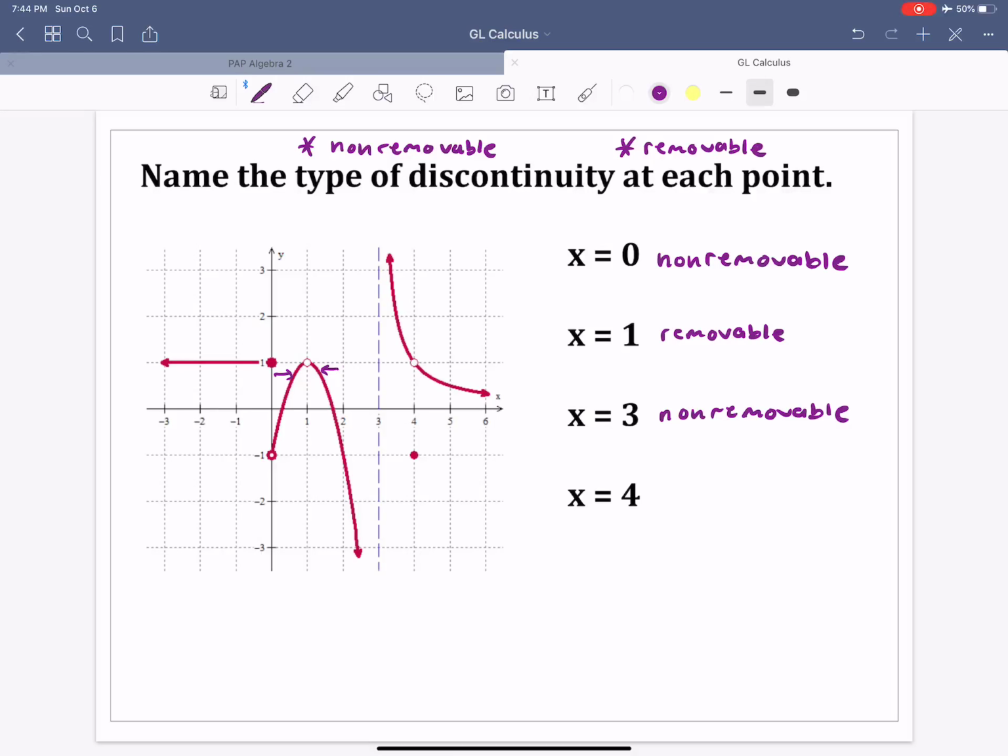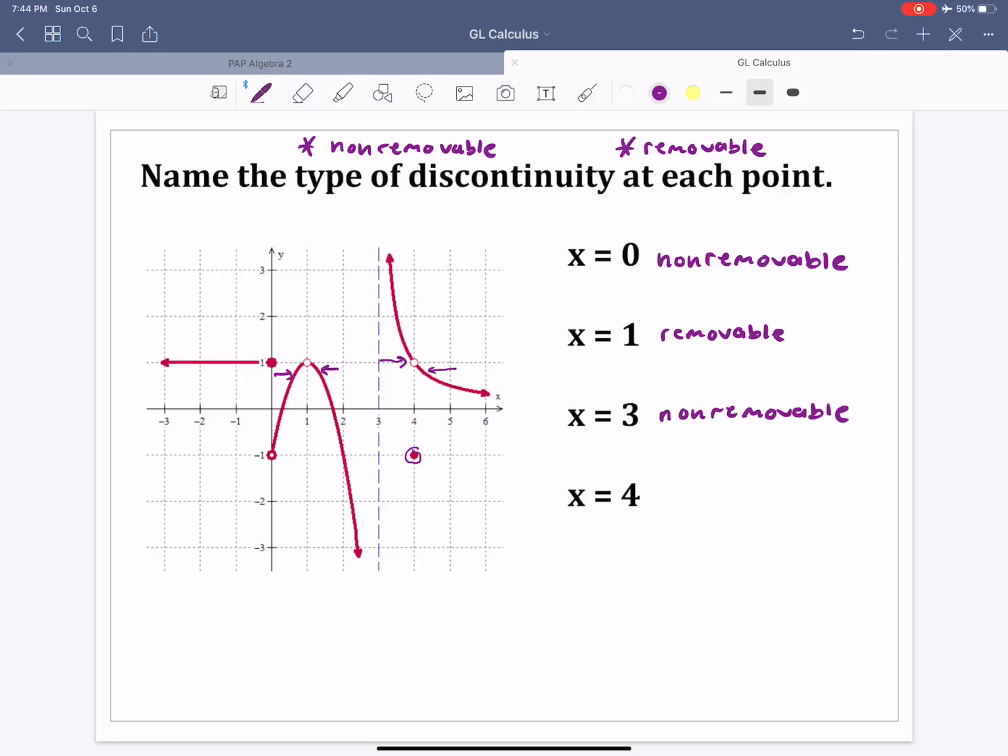And then we move on to x equals 4. For x equals 4, the function is defined at x equals 4, and the limit also exists. So this is a tricky one. The limit exists and the function's defined.